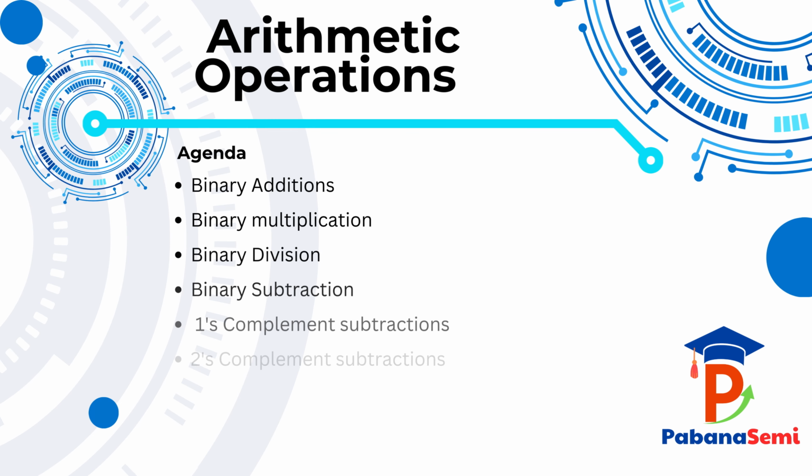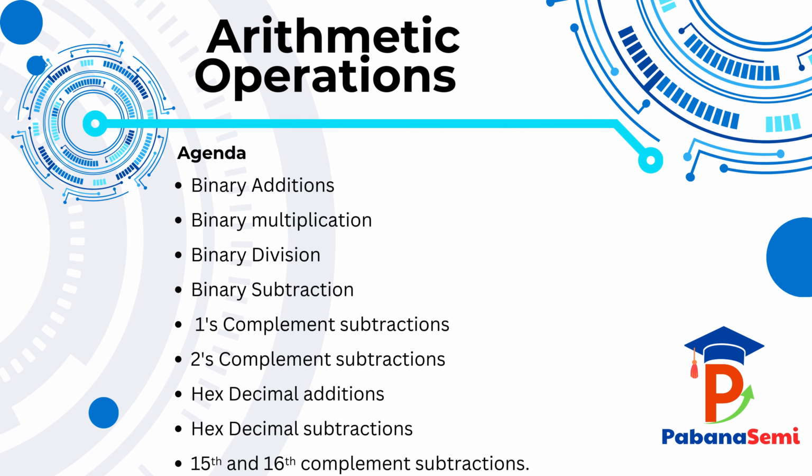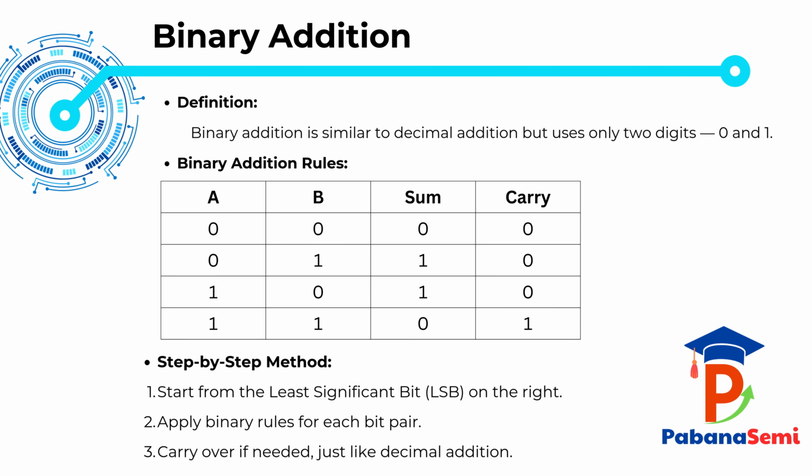In this session, we are going to discuss arithmetic operations on the number system, like binary operations and hexadecimal operations. Binary addition works just like normal addition, but with only 2 digits, 0 and 1. The 4 basic rules are simple. 0 plus 0 equals 0. 0 plus 1 equals 1. 1 plus 0 equals 1, and 1 plus 1 equals 0, with a carry of 1.